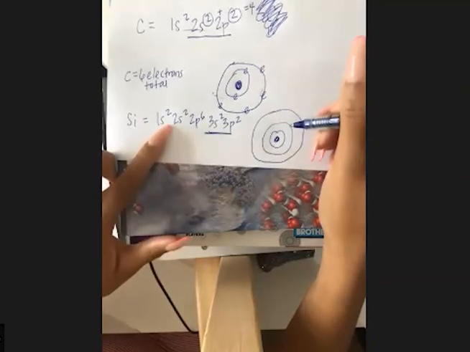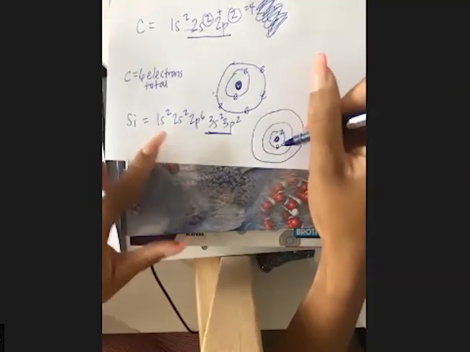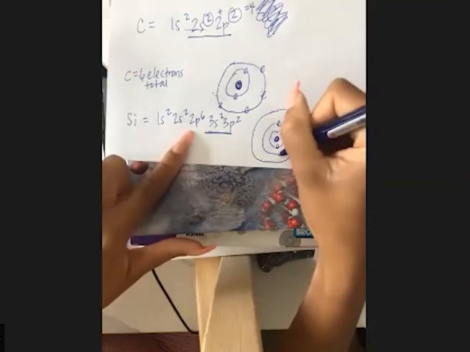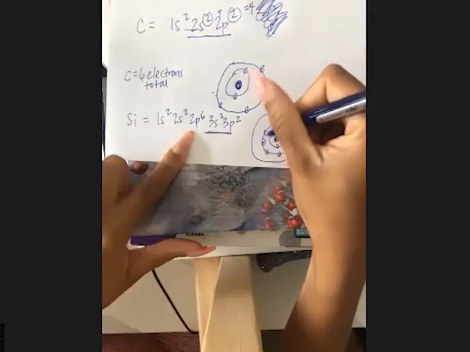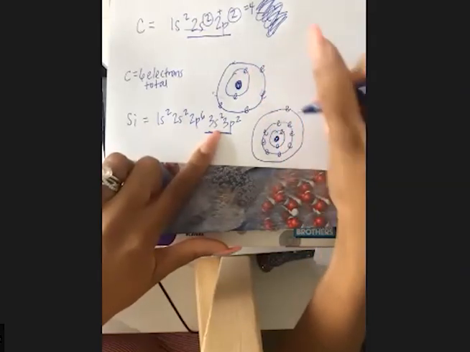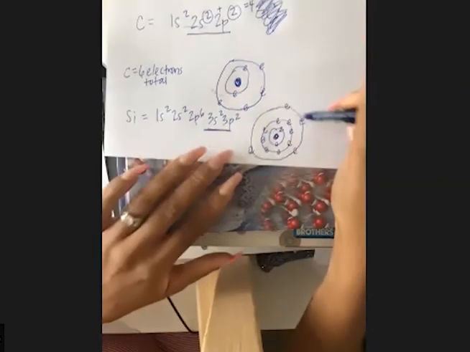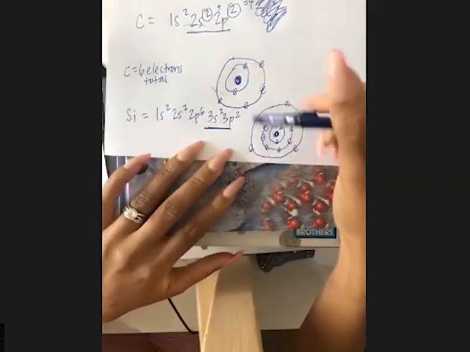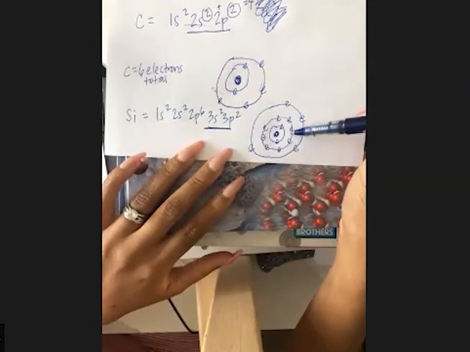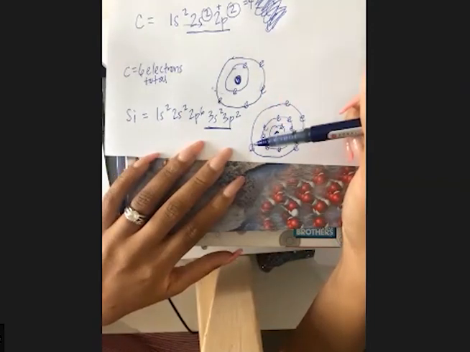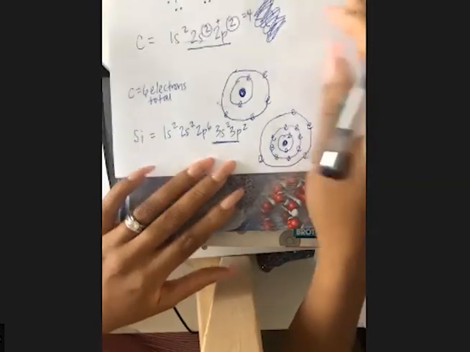So it's like saying in the first energy level, I have two. In the second energy level, I have eight: one, two, three, four, five, six, seven, eight. And then in the third one, I have four: one, two, three, four. Those four in the third one, it's still going to be four. It just has more electrons than carbon has total. Got it. Thank you.